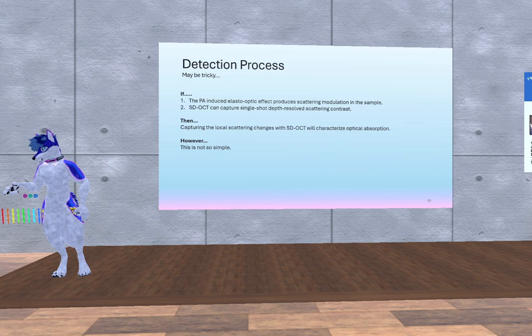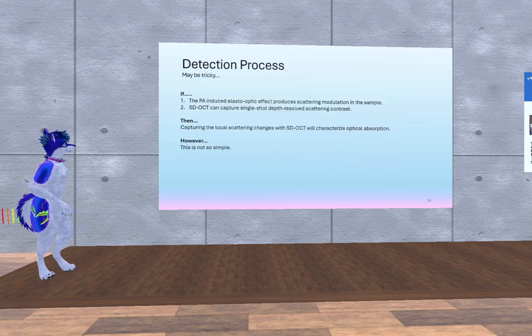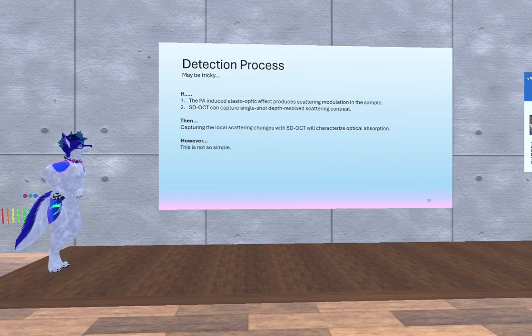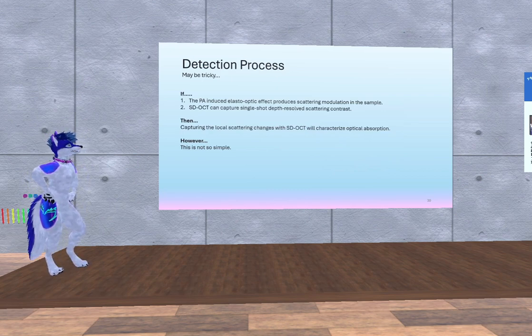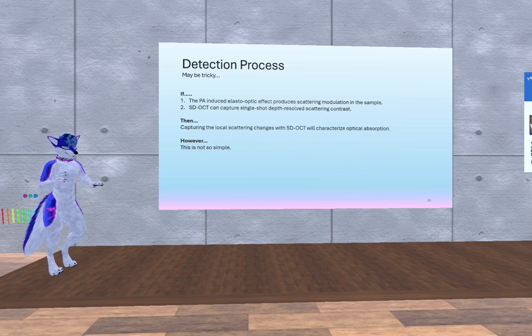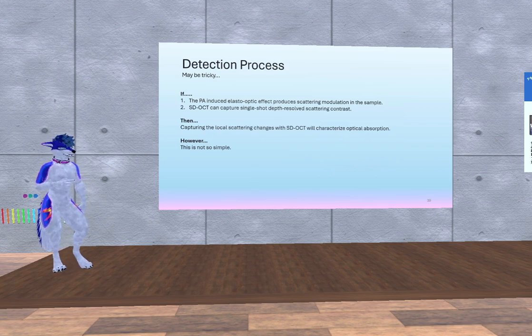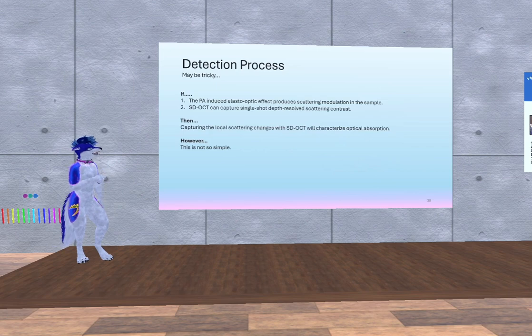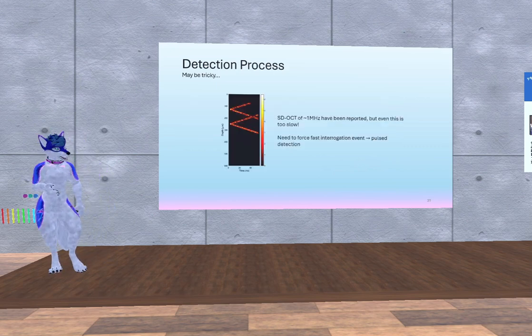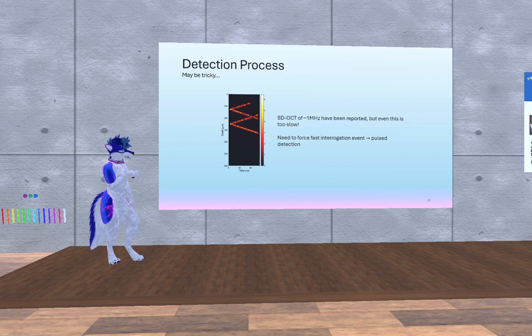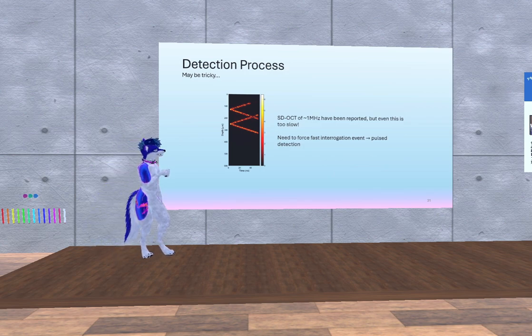Okay, going to go to the next slide. There we go. So if these photoacoustic-induced elasto-optic effects produce scattering modulations in the sample, that's what we were seeing, those scattering modulations, those red V's coming out there, and specifically a spectral-domain OCT is able to capture these single-shot depth targets. It feels like we should be able to do this. It feels like if there's some way that we can do this kind of trick with an OCT, we might be able to detect these modulations.